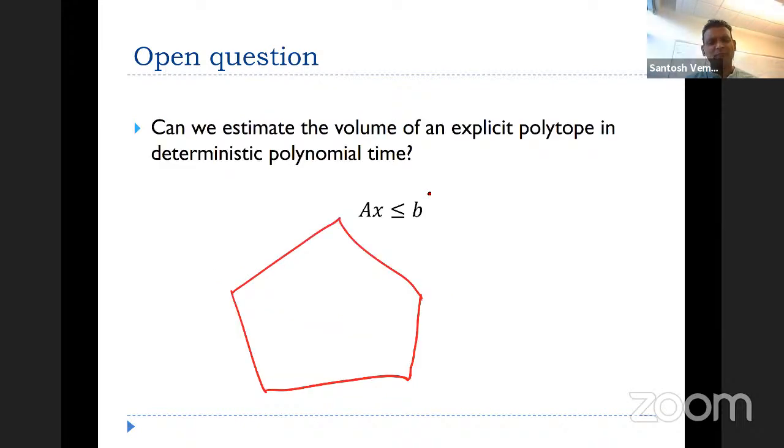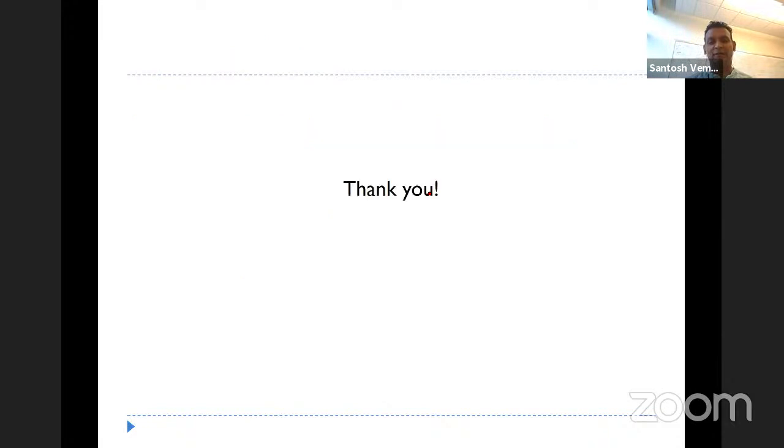Finally, here's a problem that we know much less about. Can we estimate the volume of an explicit polytope in deterministic polynomial time? Let's say I want a factor 2 estimate of the volume of an explicit polytope with integer coefficients and all of that. It's #P-hard, but I just want a factor 2 estimate. Even for this problem, the best known algorithms proceed with sampling and use a lot of randomness. And so the question is, can we do better? Thank you.